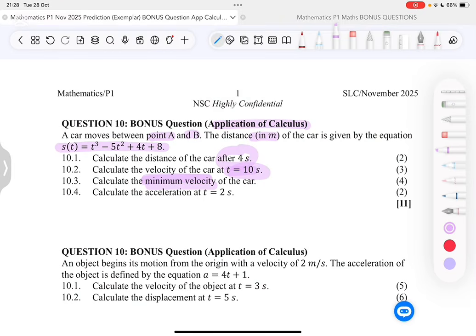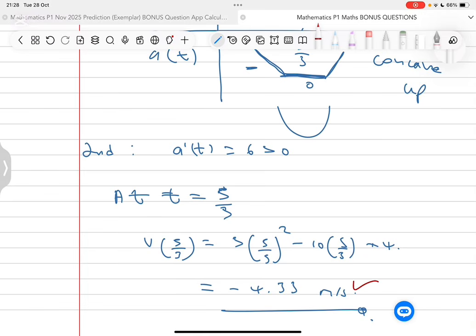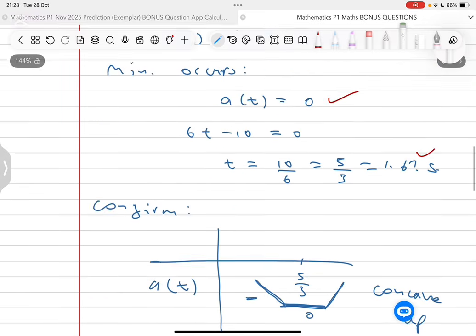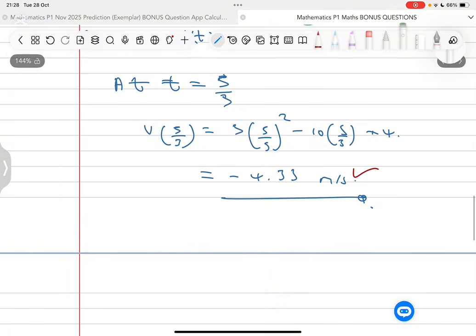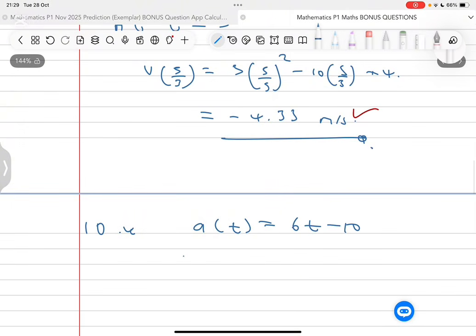Now the last question says: calculate the acceleration at t equals 2 seconds. Already we have an equation that defines acceleration from the previous question. So we know that the acceleration is given by this, and we know that it's a function of time. So I'm simply going to say the acceleration as a function of time is given by 6t minus 10, and we are looking at it when t equals 2 seconds.